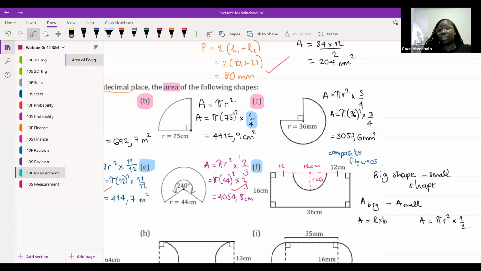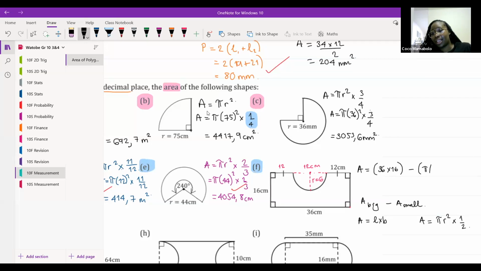Okay, excellent. All right, so when we put the answer together over here, we're going to get the area of the full shape is going to be 36 times 16 minus pi times 6 all squared times a half, right? And the answer we should all get, correct to one decimal place, is 519,5 centimeters squared. Give me a thumbs up if you got the correct answer.